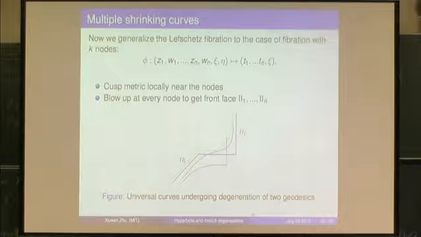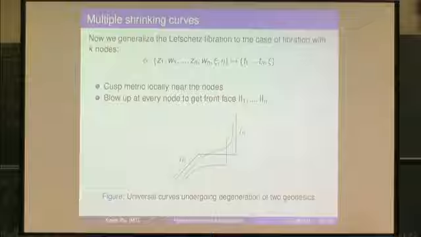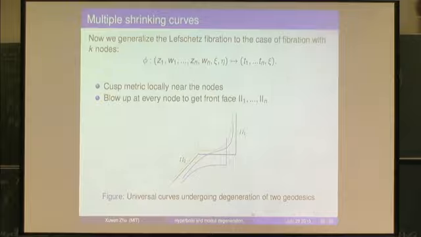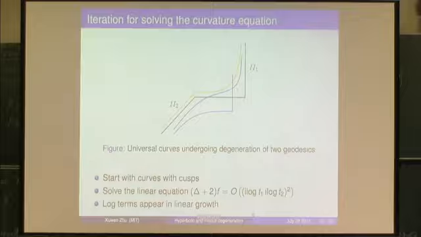And what we do is a similar iteration process as in the one geodesic case. That is, we blow up at every node, meaning if there are k pairs of nodes, then we introduce k different phase 2. Phase 1 is the original one because that's the one with cusps. So we do the iteration, except this time we start with curves with cusps. And as this hyperbolic metric with cusps is known already, we start from this hyperbolic metric.